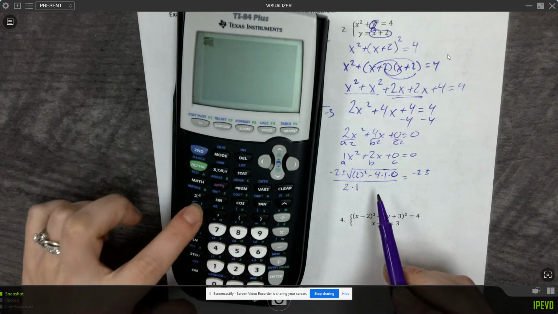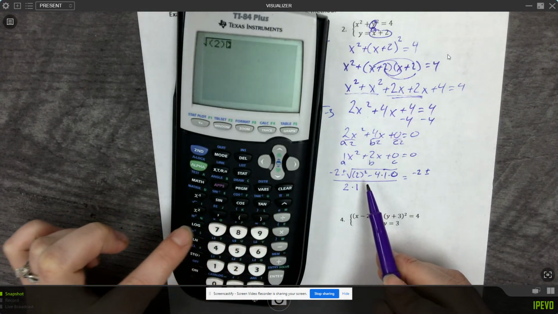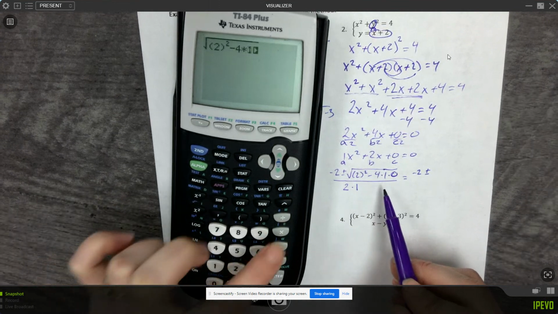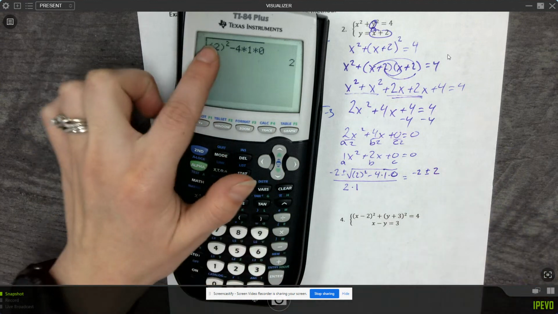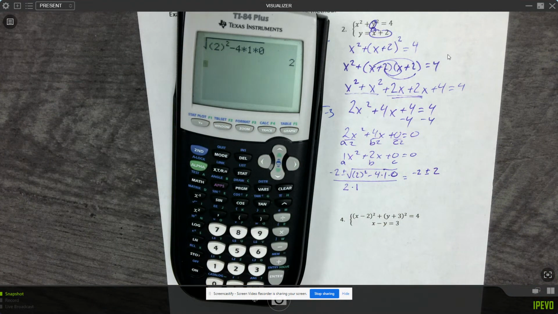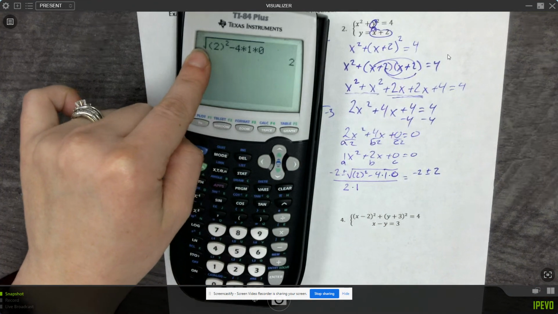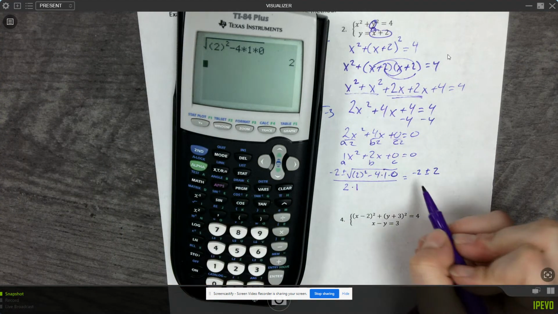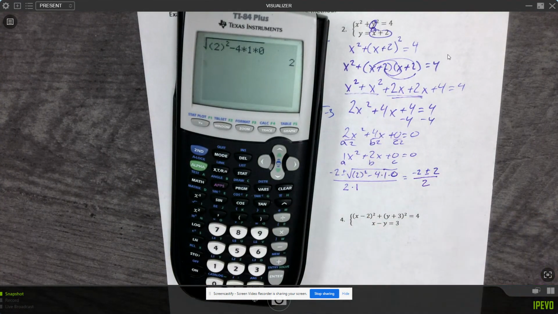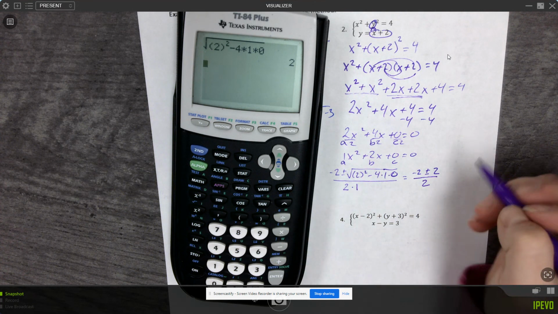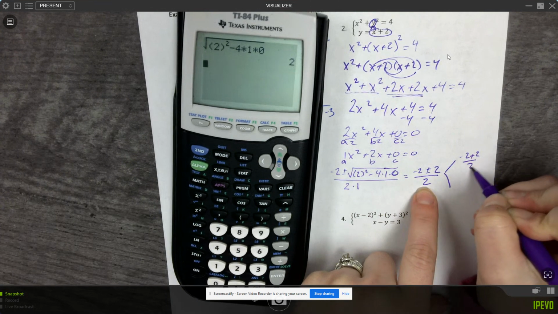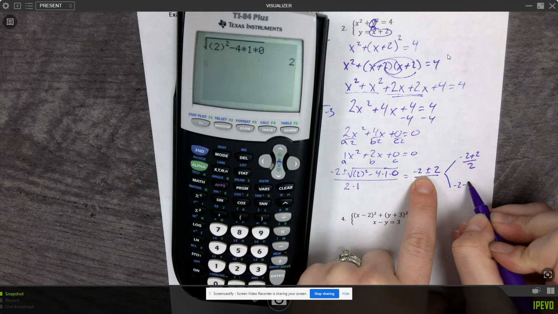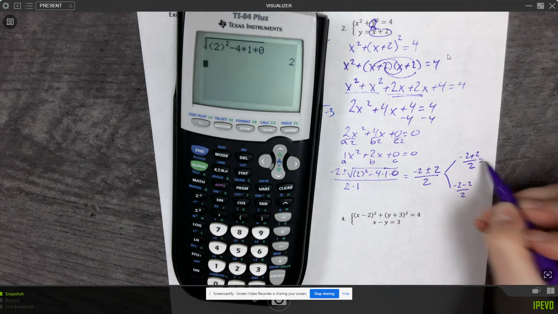Negative 2 out front, plus or minus. In my calculator, square root of 2 squared minus 4 times 1 times 0. I get 2. I took the square root, so I'm not writing the square root symbol down. I already did it. See, in my calculator, square root, all that, just 2. All divided by 2, because 2 times 1 is 2. This is where my quadratic formula people need to remember there are two answers. Negative 2 plus 2, all divided by 2. And negative 2 minus 2, all divided by 2.